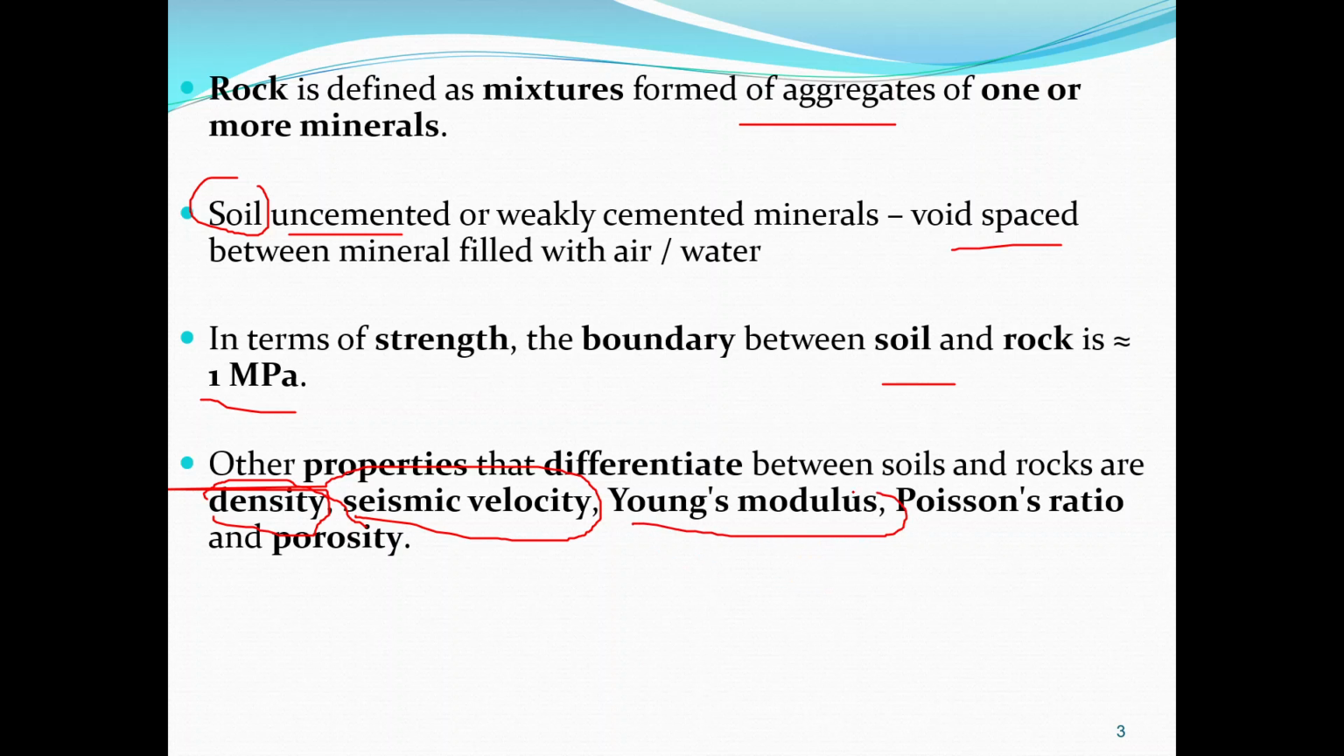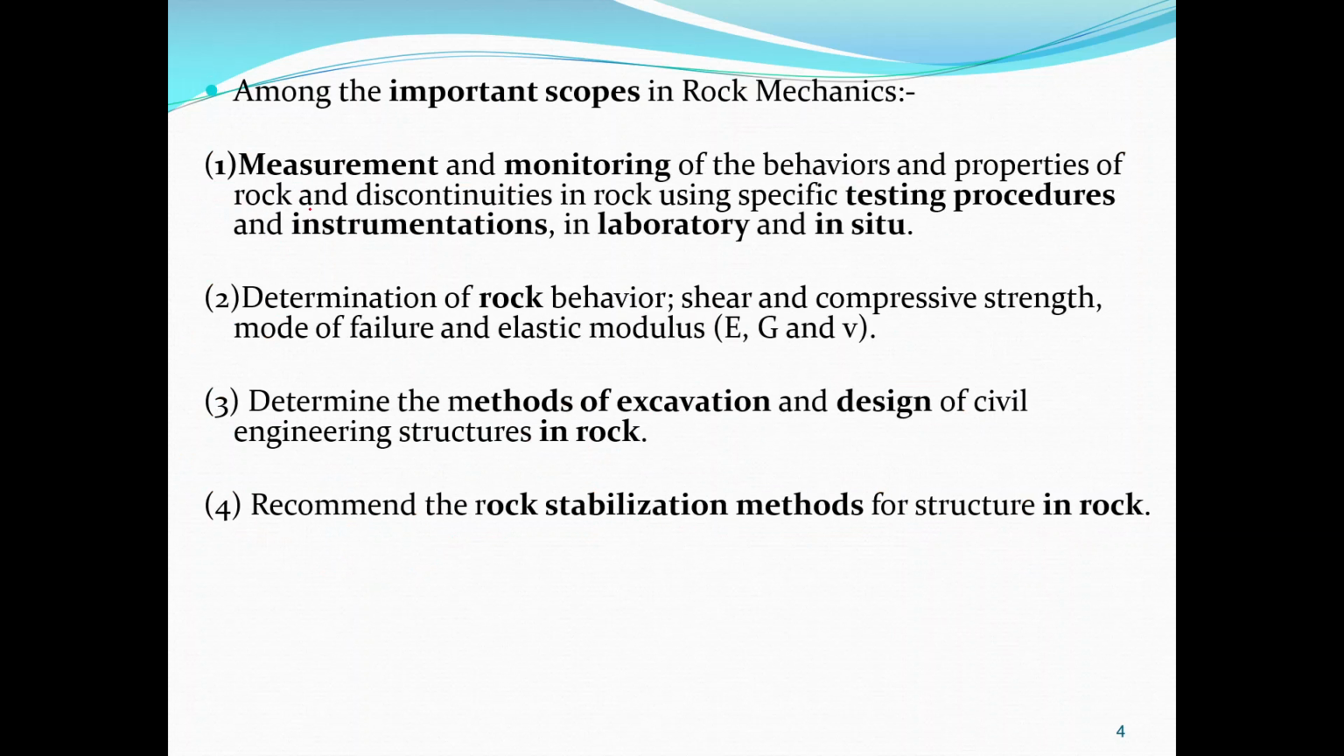Young's modulus for rock is normally higher than for soil. Poisson's ratio, normally soil has a higher value compared to rocks, and the porosity of soil is higher.